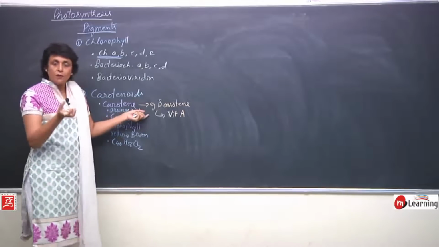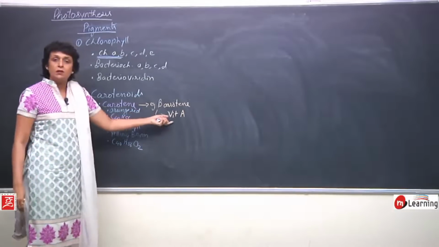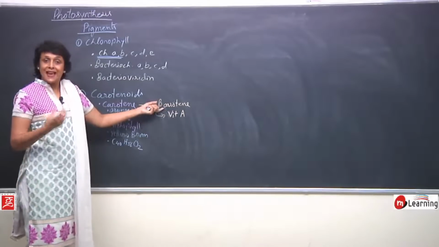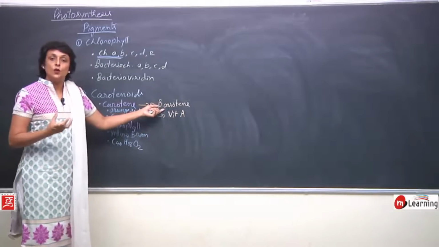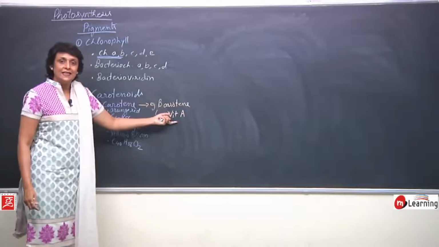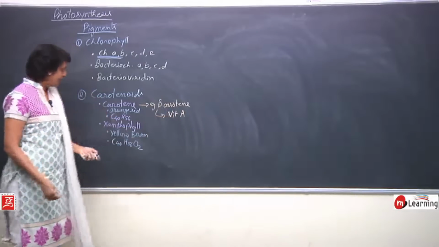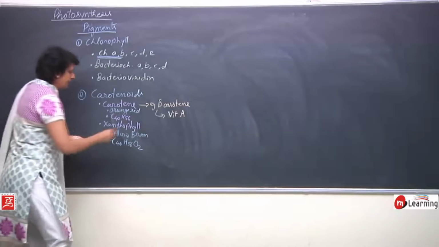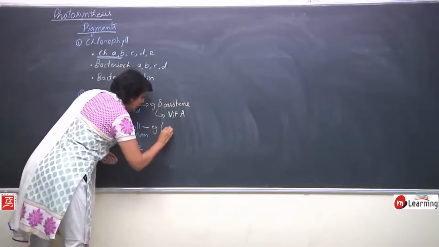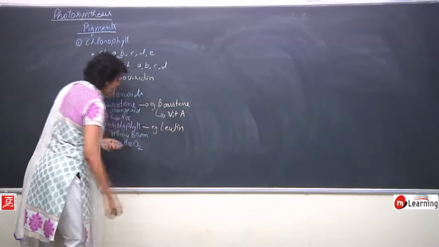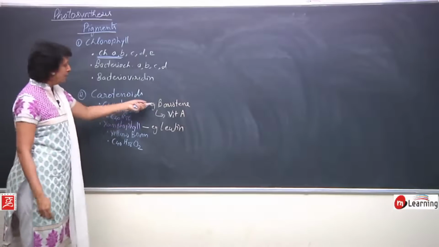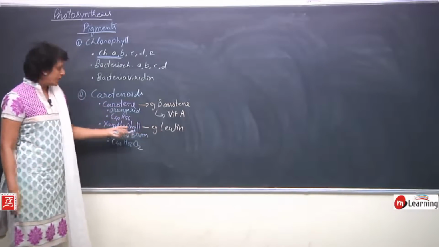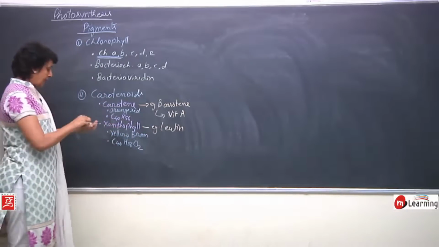Precursor is some raw material which will produce that particular substance, and beta carotene is found in carrots, and that is why carrots are considered good for eyesight, because eyesight is dependent on vitamin A. Xanthophyll, yellow brown in color. One example is lutein. This is an important xanthophyll. So beta carotene is one important carotene, and lutein is one example of xanthophyll.